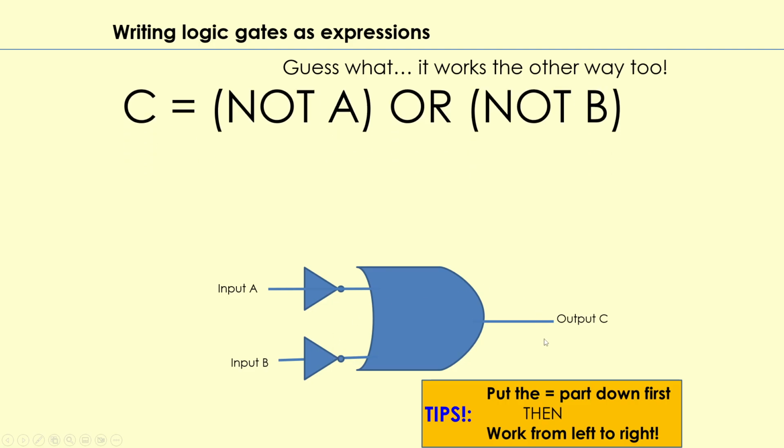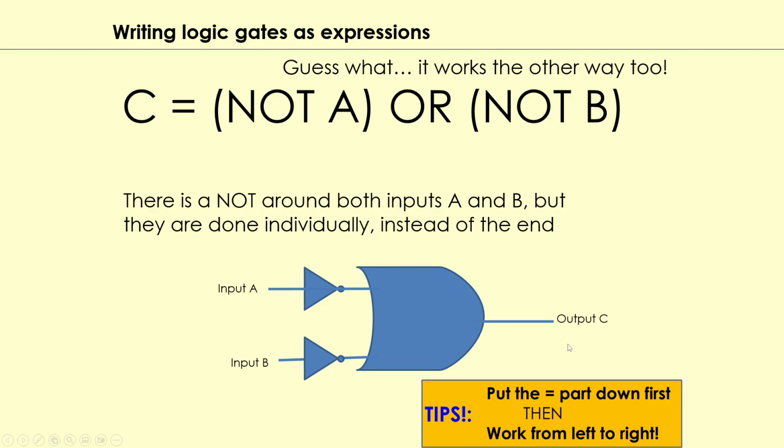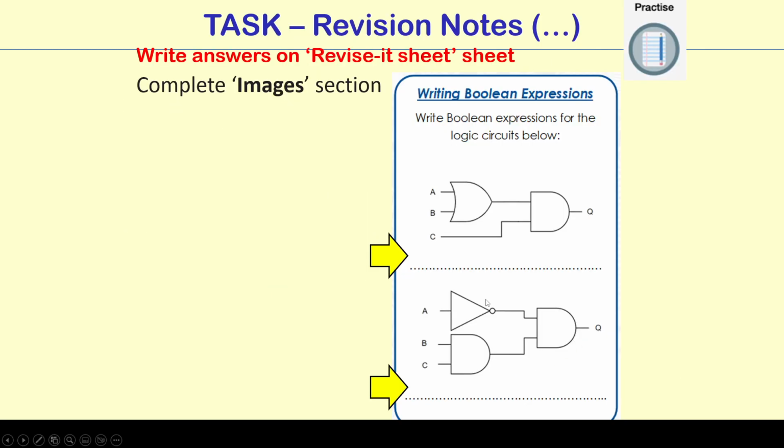And it also works the other way around here. C equals, we've got NOT A here at the start. We've got the OR gate, and then NOT B at the start here in brackets. So either way. Okay, on your sheet, very quickly, write down the Boolean expression for these two logic circuits using our rule, always starting with the output at the end.